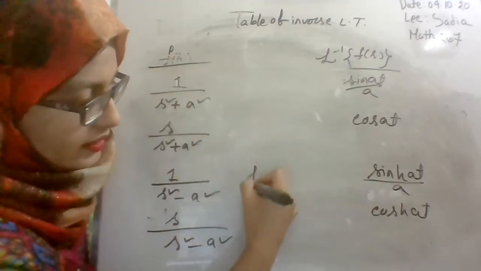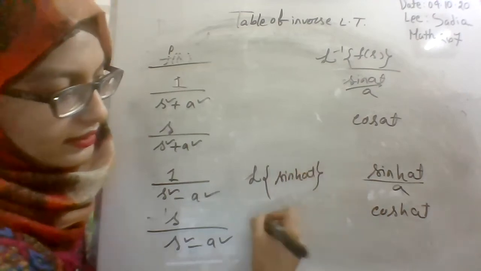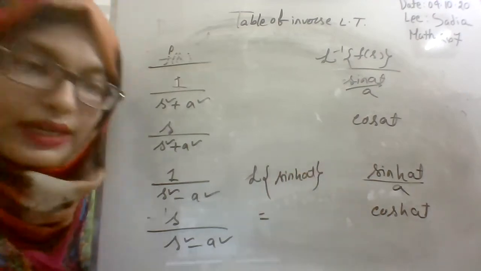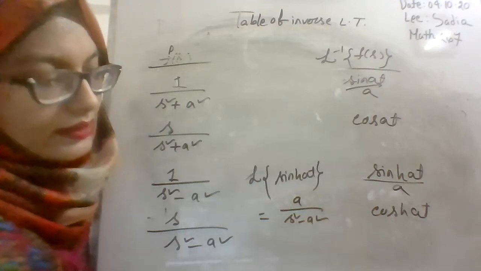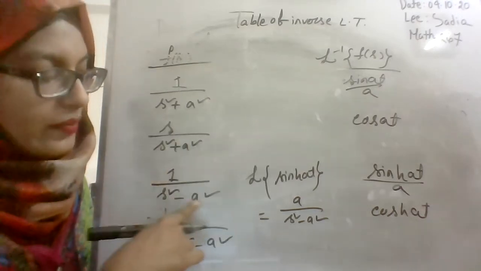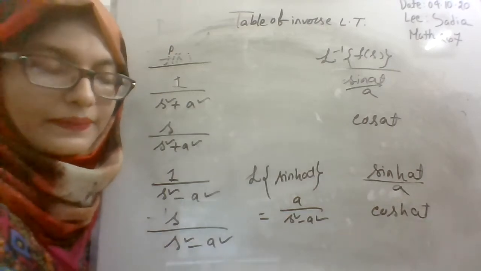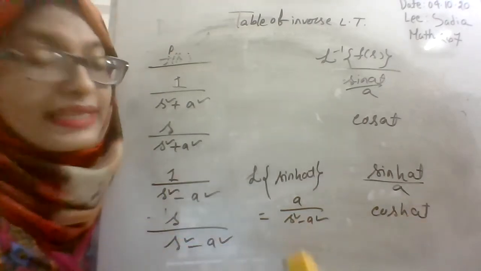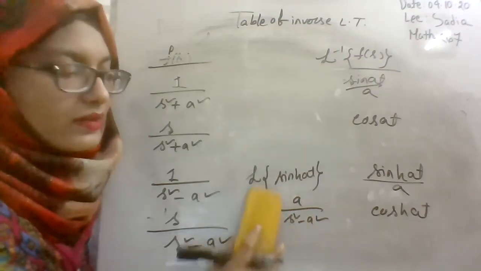Basically, the Laplace transformation of sine hyperbolic at is equal to what? Do you know that formula? It is a by s square minus a square. In that sense, the inverse Laplace transformation of 1 by s square minus a square will be sine hyperbolic at divided by a. Okay? And here a is any arbitrary constant.